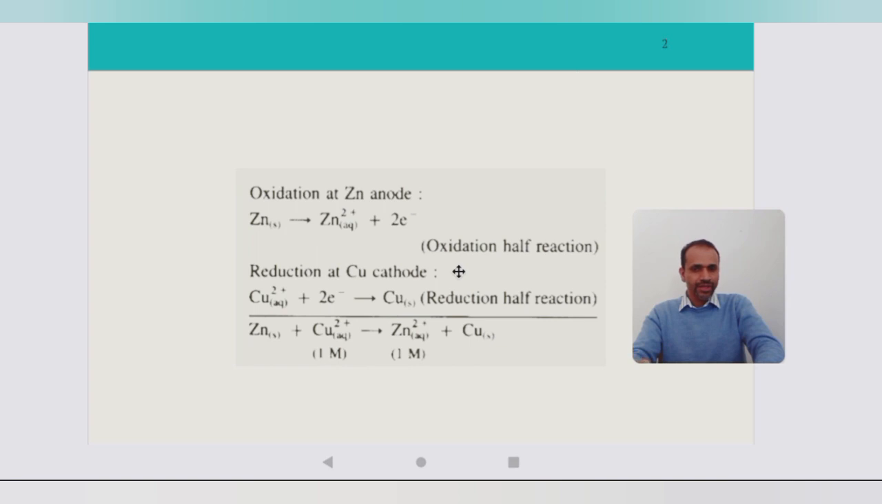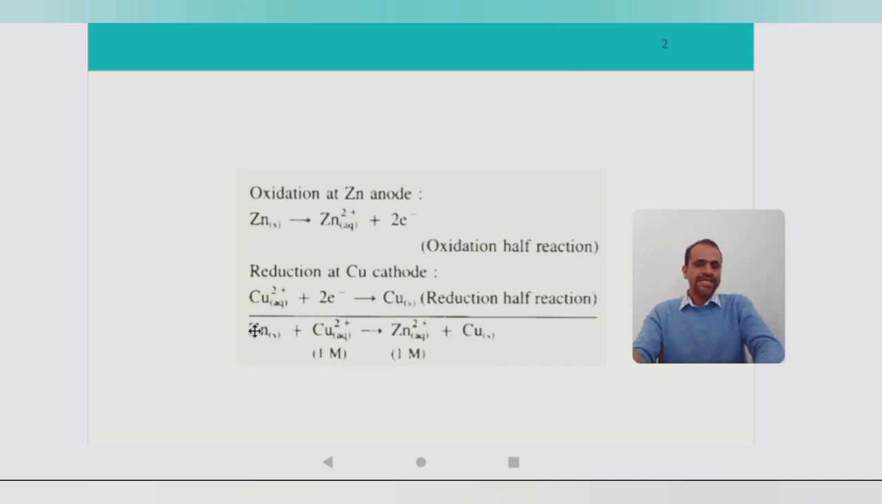And on the other side, the metallic zinc becomes zinc dipositive. That means the oxidation number changes from 0 to +2, and there is a liberation or release of electrons, and we call it oxidation.